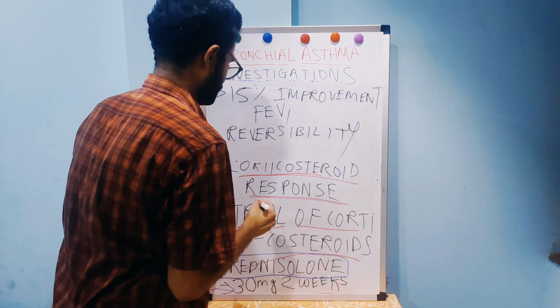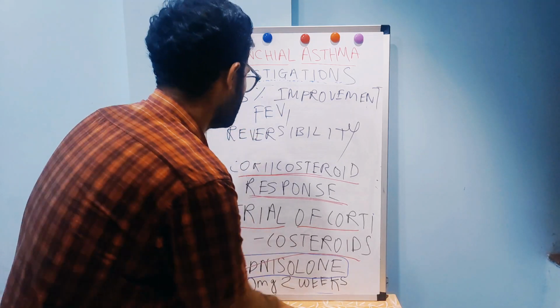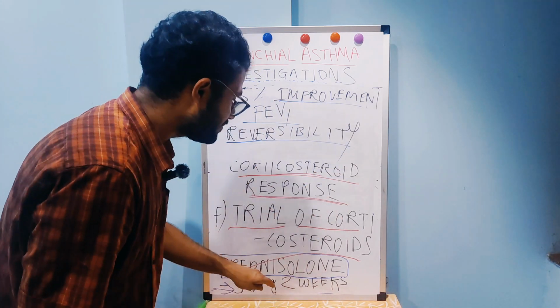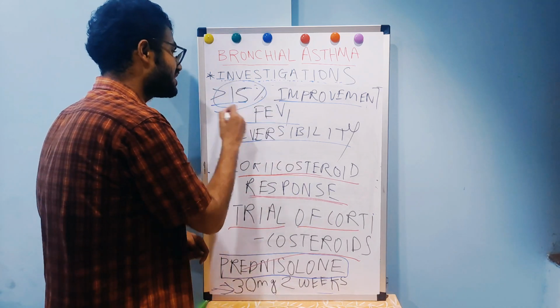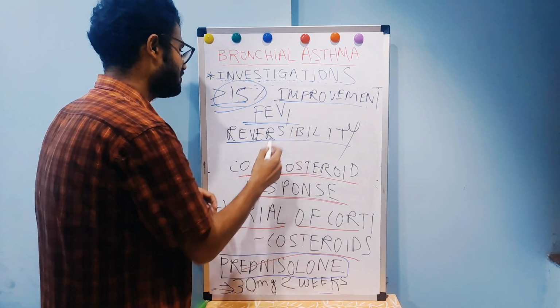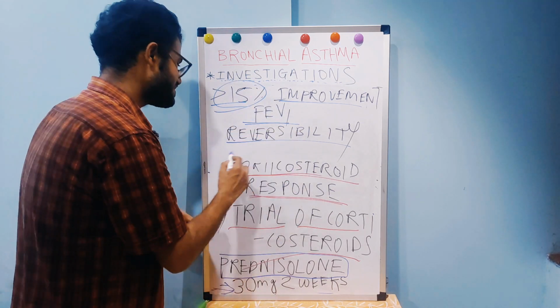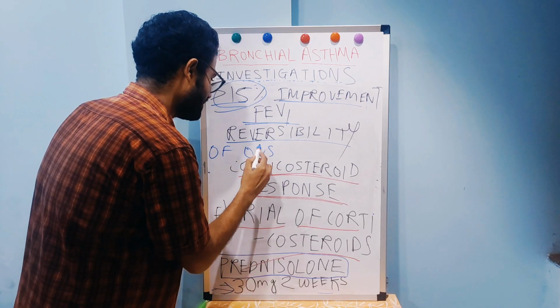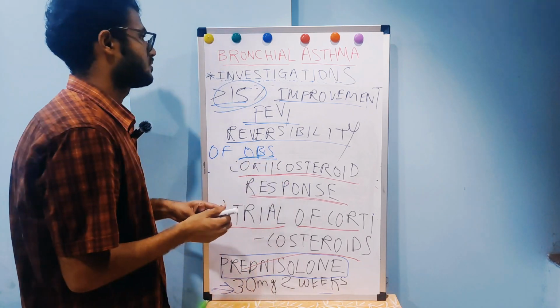So basically this is a trial of corticosteroids. After you give prednisolone 30 milligram for 2 weeks, there is greater than 15% improvement in FEV1, which indicates reversibility of obstruction of the airways. Basically that indicates bronchial asthma.